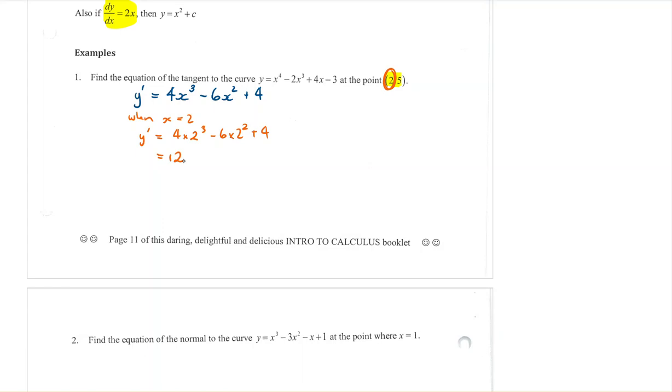I still need to find the equation of that tangent. I know that the gradient, which I'm going to call m, is 12. That's what I just found. And I know that I have a point 2, 5. So I can use the point gradient formula to find the equation. Hopefully you have that formula memorized. I'm going to substitute straight into it. y take away y1 means y take away 5 equals m, which is the 12, bracket x take away x1, which is the 2. We want to expand that out.